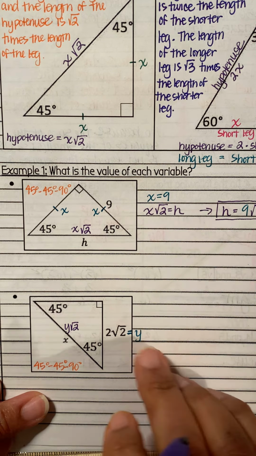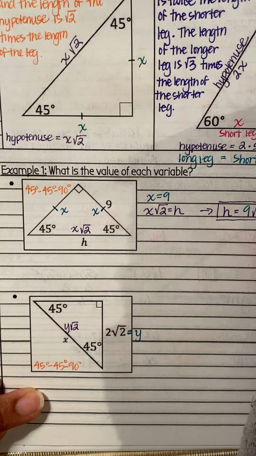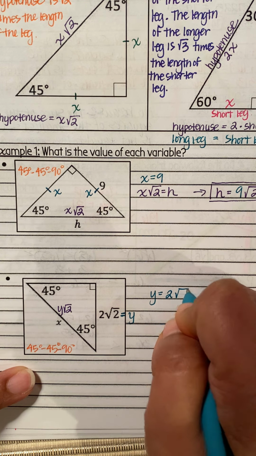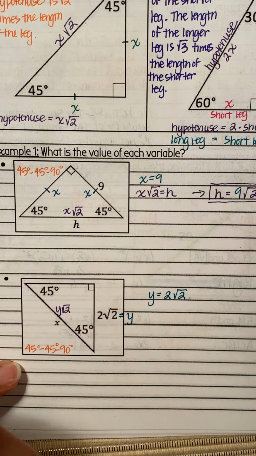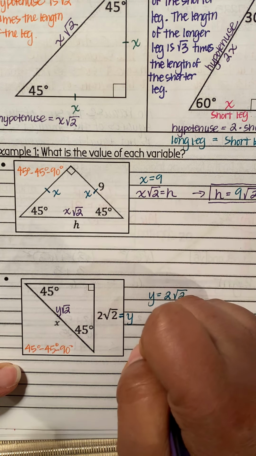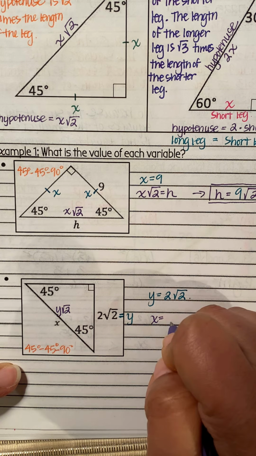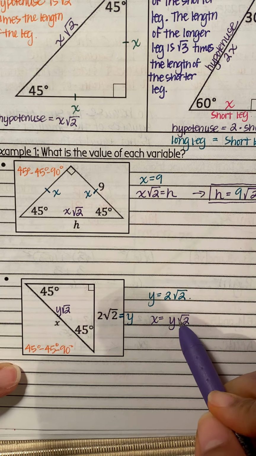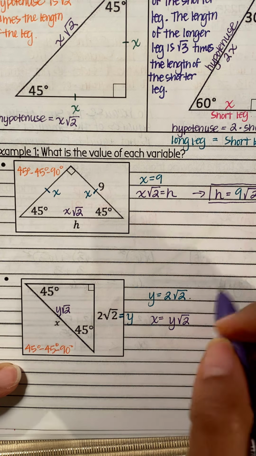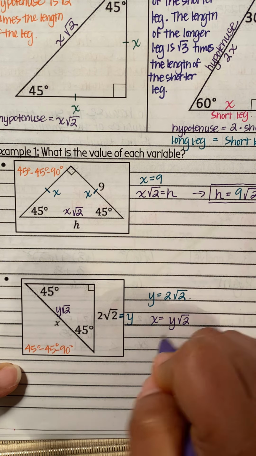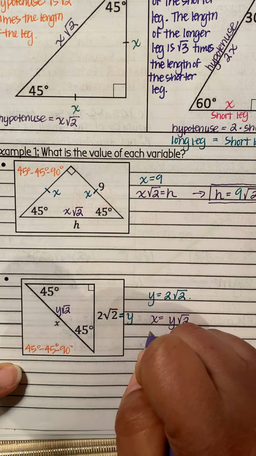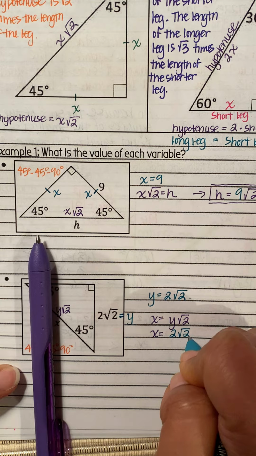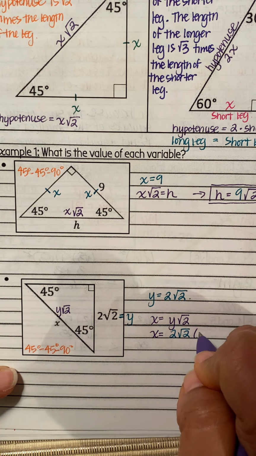So I know that y, since I have it here, y is equal to 2 times the square root of 2. And my x is equal to y times the square root of 2. Well, I'm going to substitute in what I said y is equal to. So it's going to be this. So this is equal to 2 times the square root of 2 times the square root of 2.